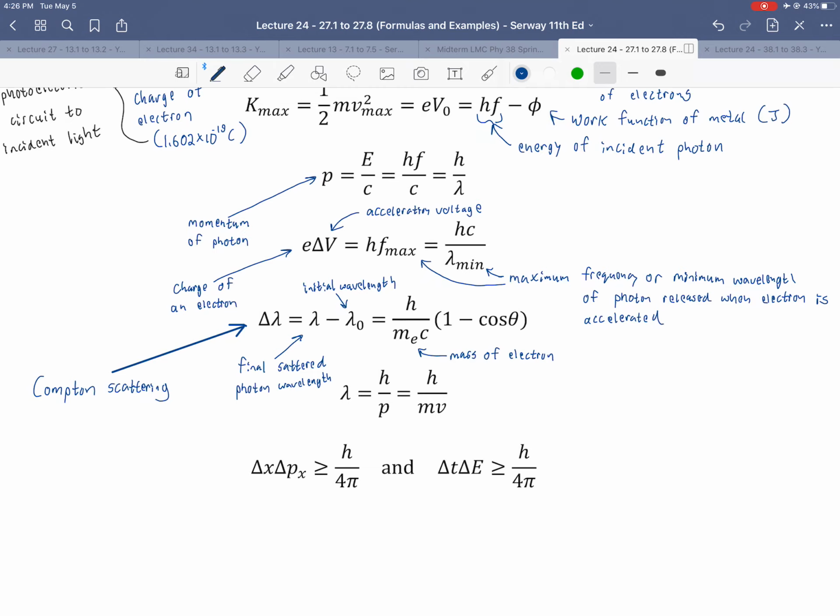Okay? It is, let me rephrase that. It is actually the scattering angle of the photon. And here I have it listed as theta, not phi. So let me refer to my angles correctly. All right? So theta is the scattering angle of the photon.